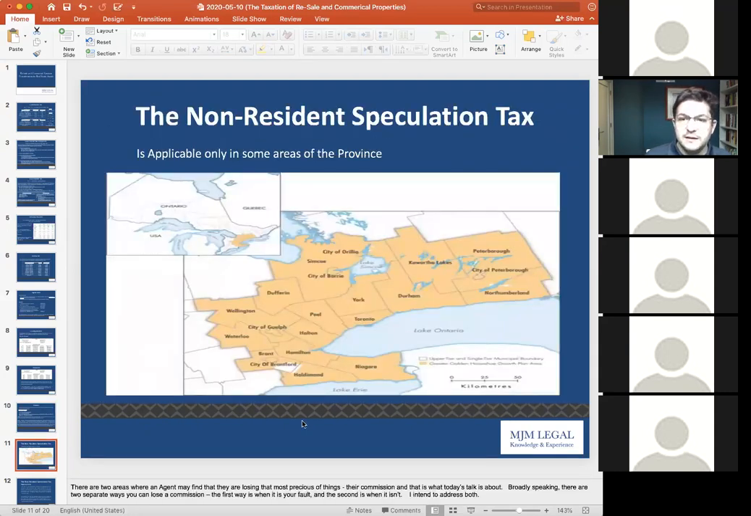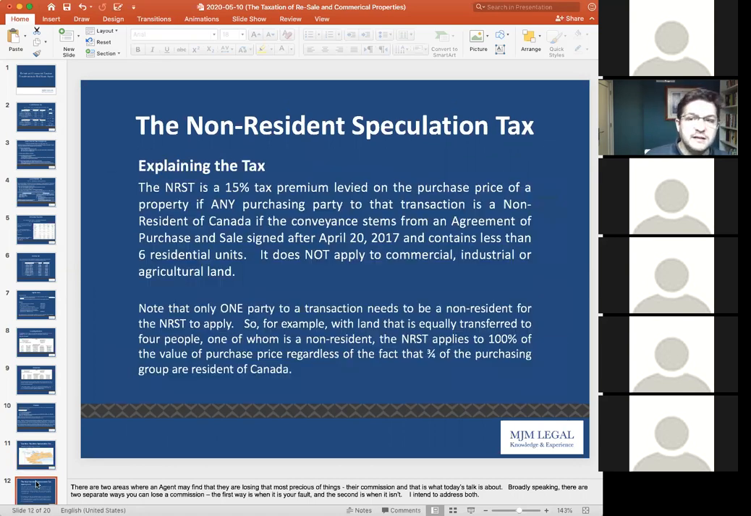Next tax is the NRST. And you'll see this lovely map that I have. This lovely map is showing all the areas where the NRST is applicable. The NRST is the 15% premium levied on non-residents of Canada for any purchase of less than 6 units, for residential units, less than 6 residential units.